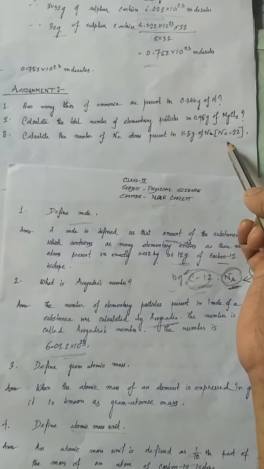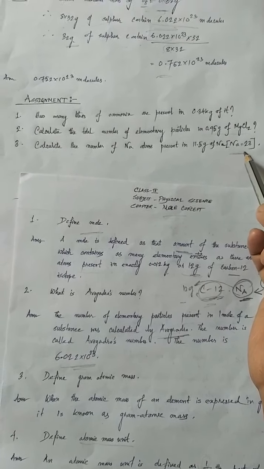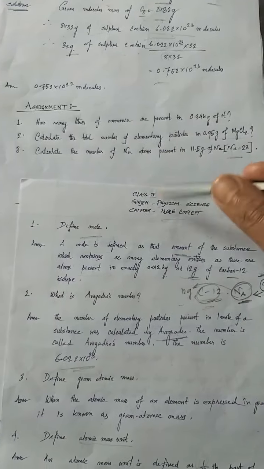In this case, I have already provided the value of the gram atomic mass of sodium, 1 mole of sodium. So these three simple sums you have to do on your own.